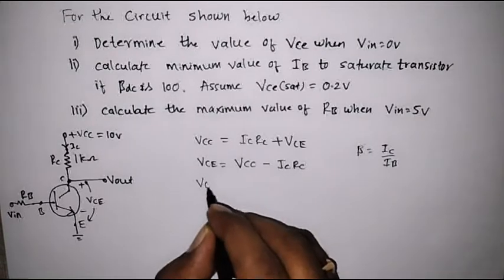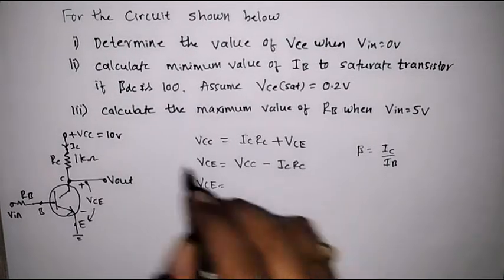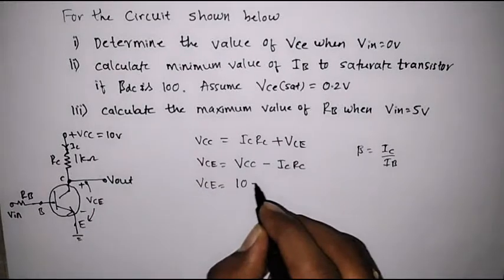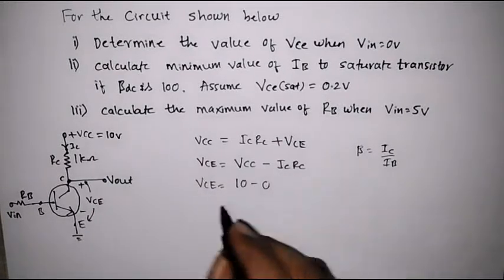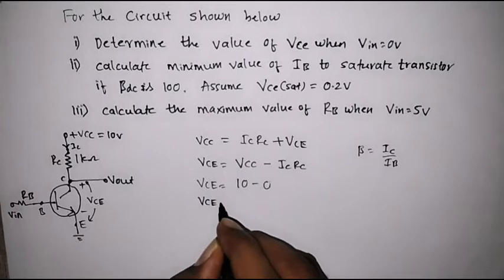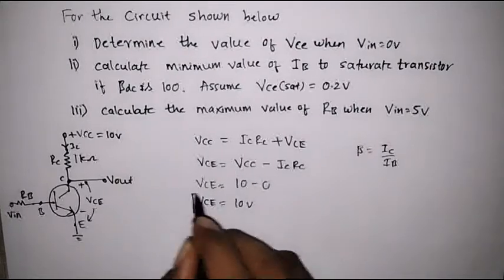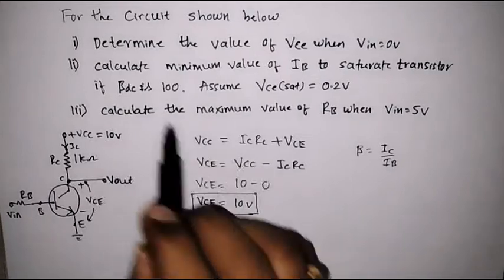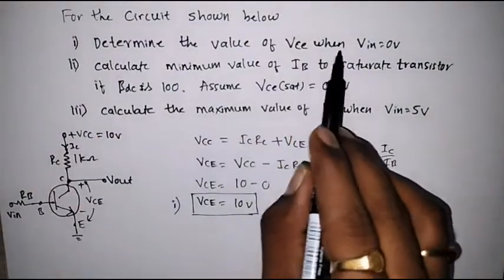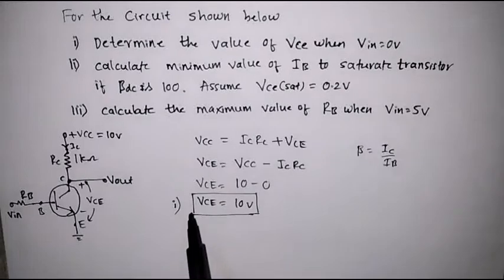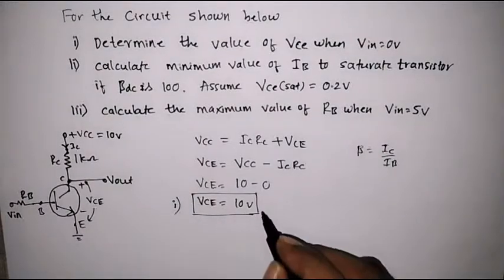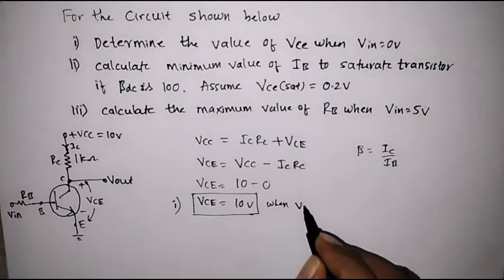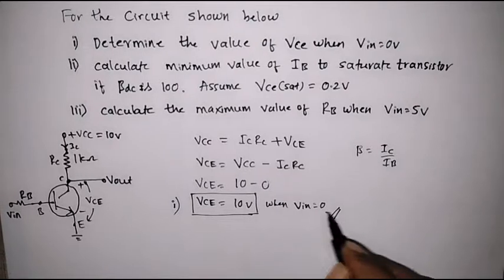So I can write VCE is equal to VCC. VCC value is given 10, IC value is 0. Therefore VCE is equal to 10 volts. So this is the solution for the first sub question, that is determine the value of VCE when Vin is equal to 0. That is, VCE value is 10 volts when Vin is equal to 0.